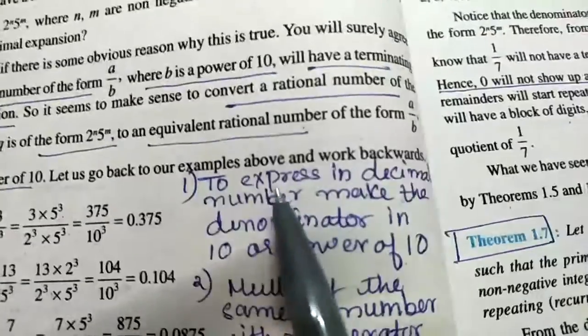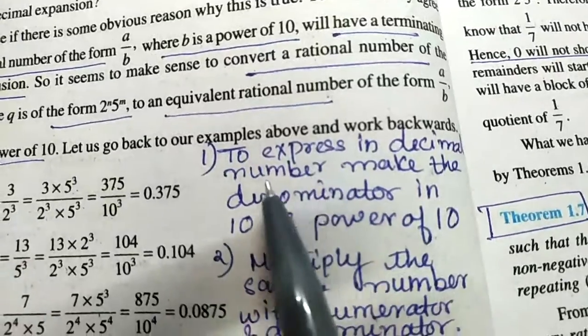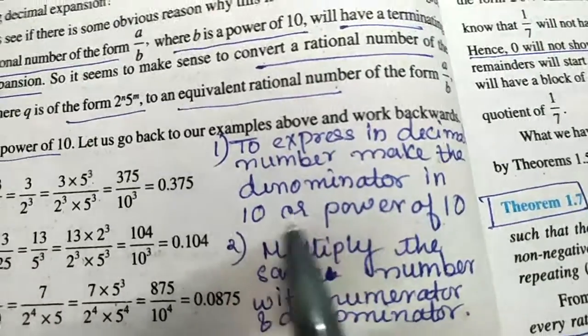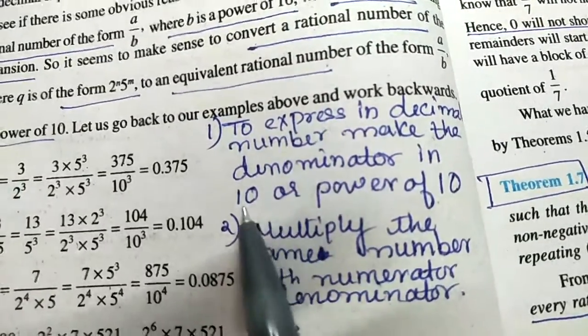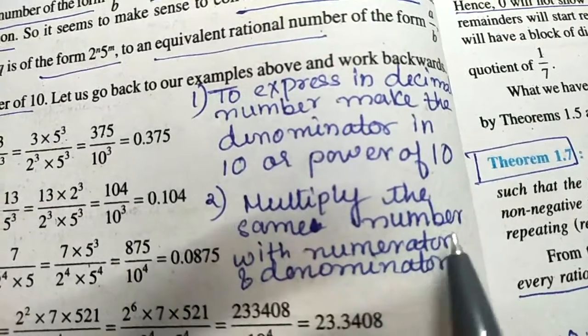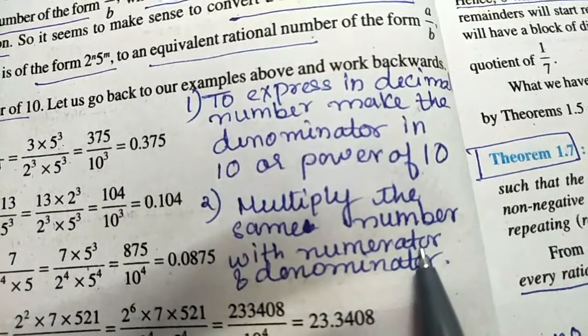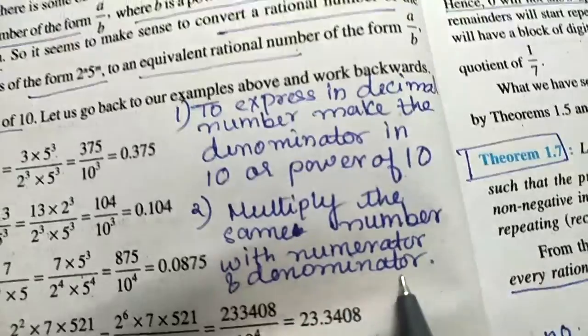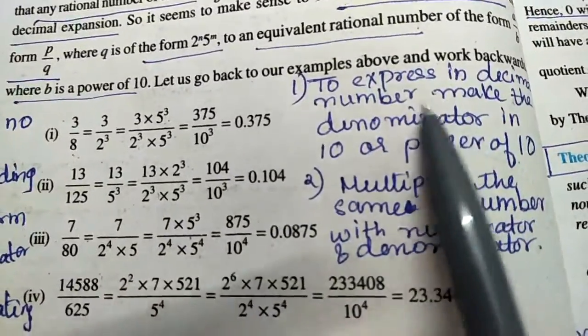So, in short, to express any number in decimal form, we have to make the denominator a power of 10, or 10, and multiply the numerator by the same number with which you are multiplying the denominator. These are the two steps.